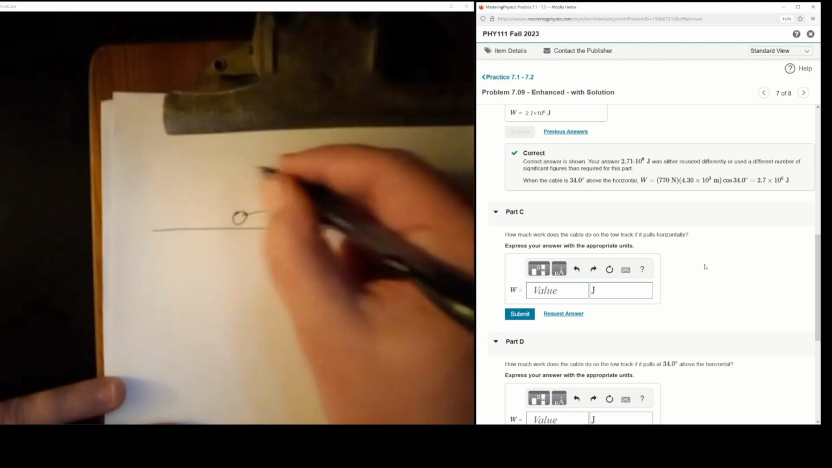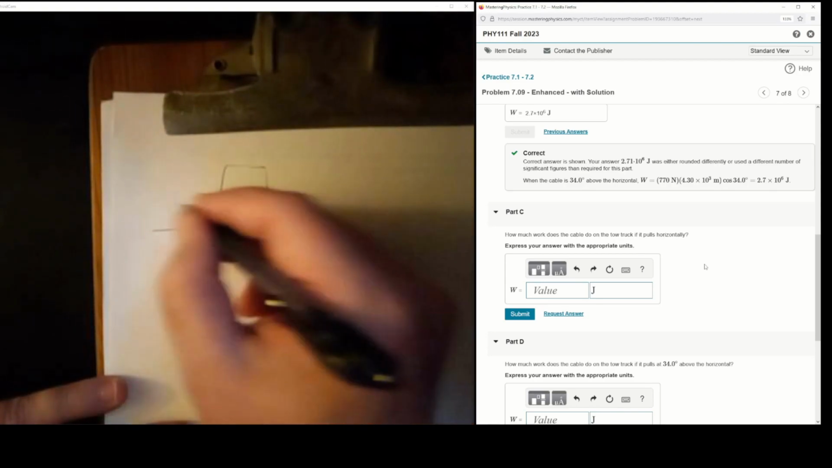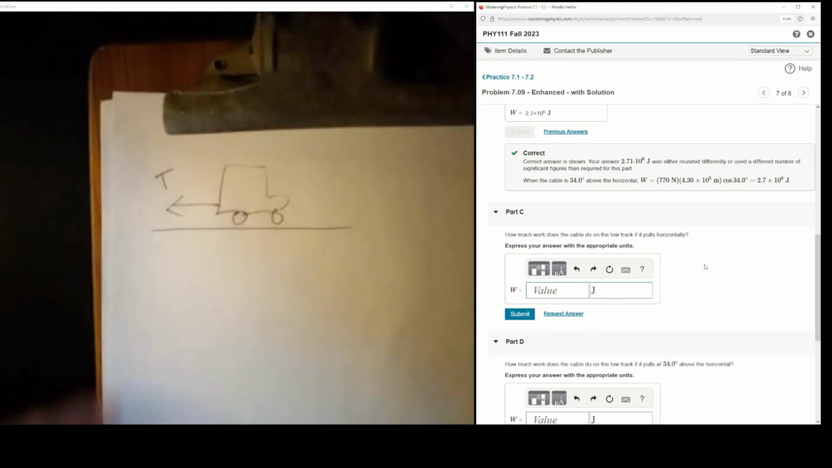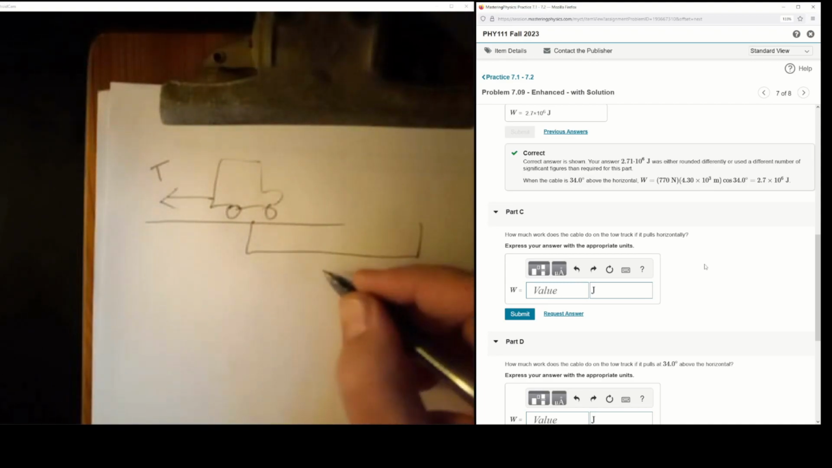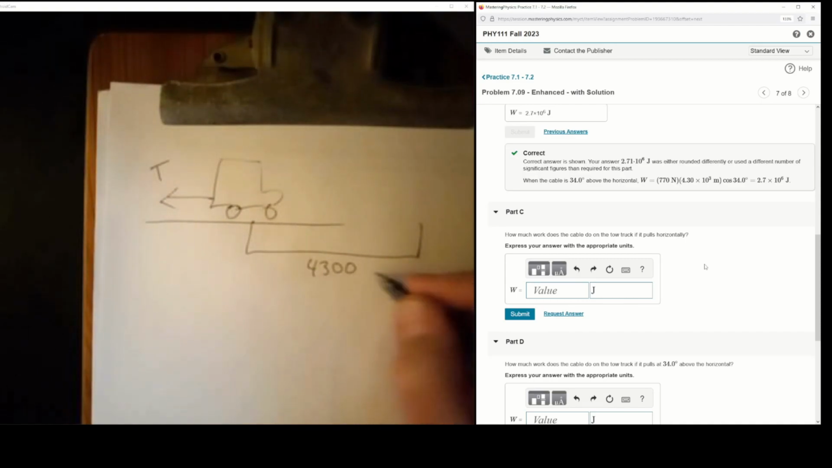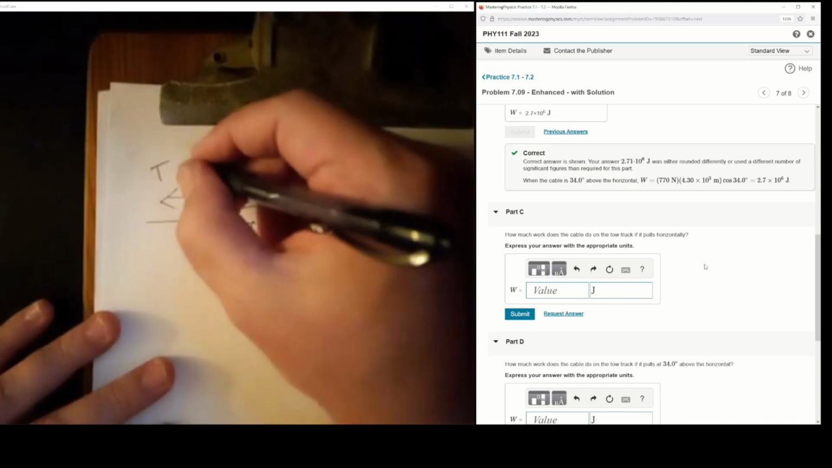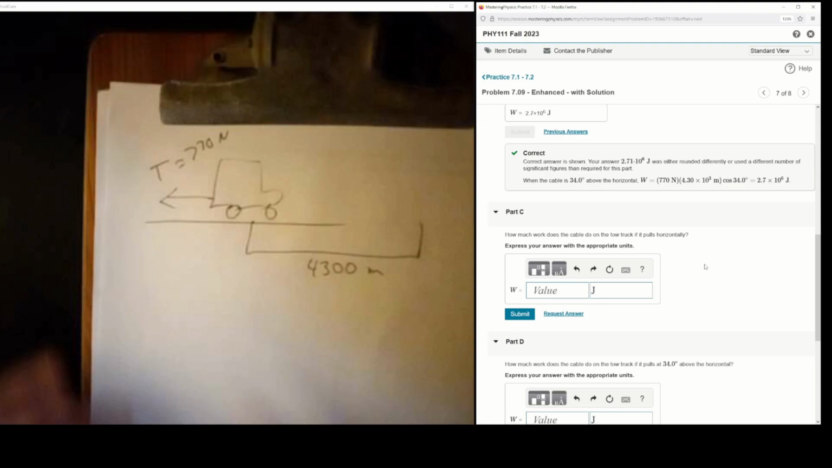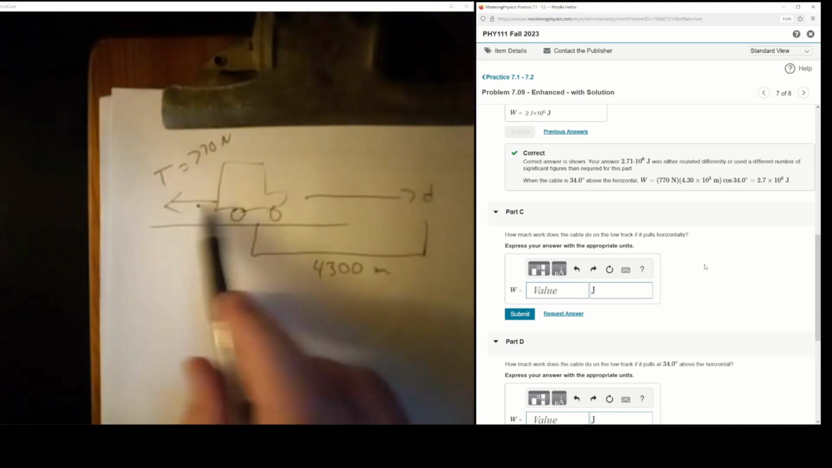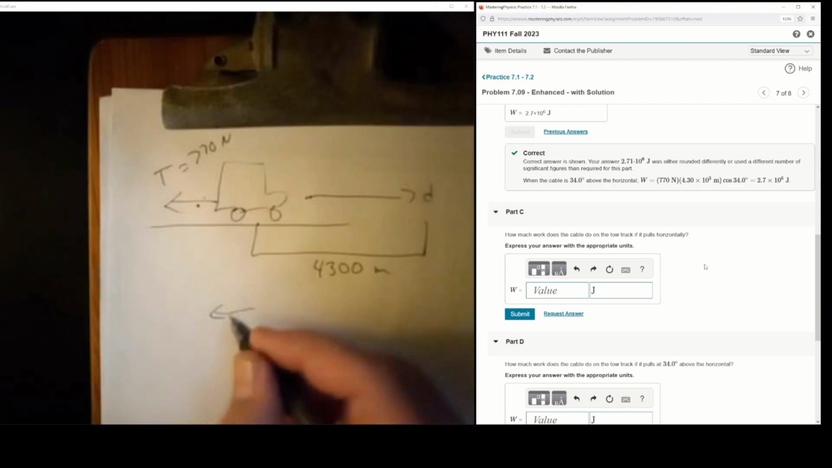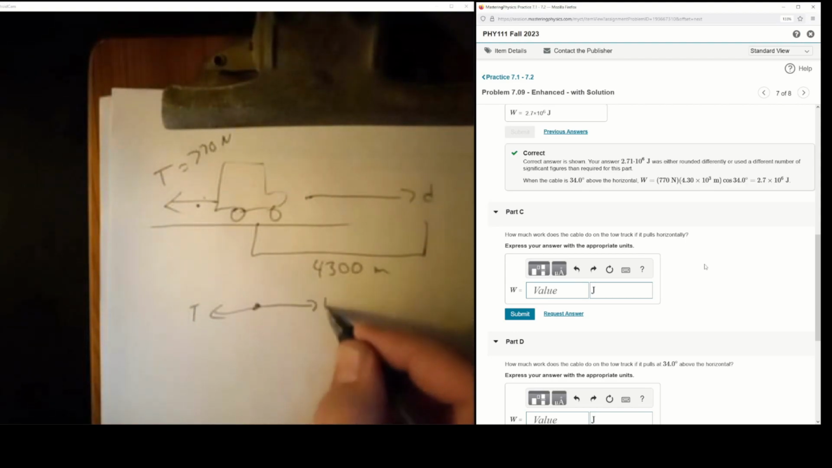So the truck has a tension that's pulling it backwards. That's the tension connected to the car. The truck is, I'm assuming, going to travel the same distance as the car since it's towing it, 4,300 meters. And the tension, they told us, is 770 newtons. Our displacement is to the right. Connecting these vectors tail to tail, tension, displacement.